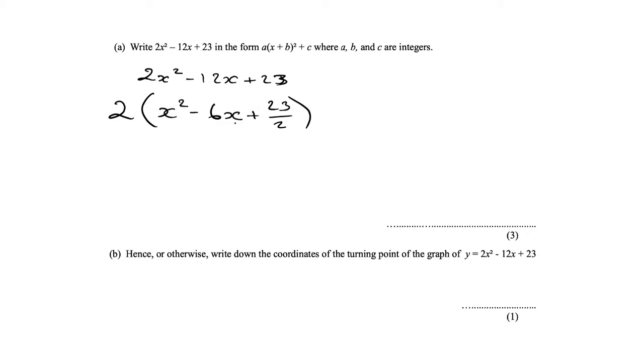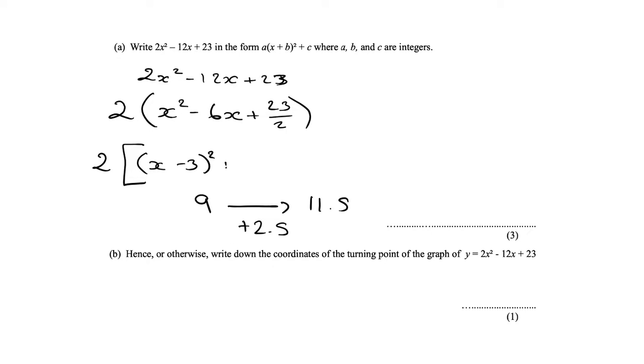So again, we're going to half the middle number. So let's put our square brackets in. Let's half the middle number. So it's going to be x minus 3 squared. Now minus 3 squared is positive 9. We need to get to 23 over 2. So 23 over 2 as a decimal is 11.5. So we need to get to 11.5, and in order to do that, we need to add 2.5. So we're going to add 2.5, close brackets.